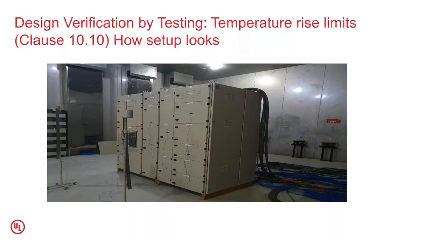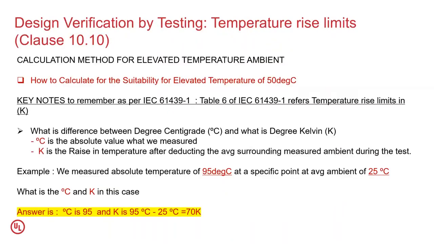This is how the setup looks. Now, there is always a question during temperature rise. As I mentioned, in Table 6 of IEC 61439 the limits are given in Kelvin. There is always confusion: what is degree centigrade and what is Kelvin? Because Table 6 refers to the limit in Kelvin, not in degree centigrade. Please understand this before I move to the actual testing.